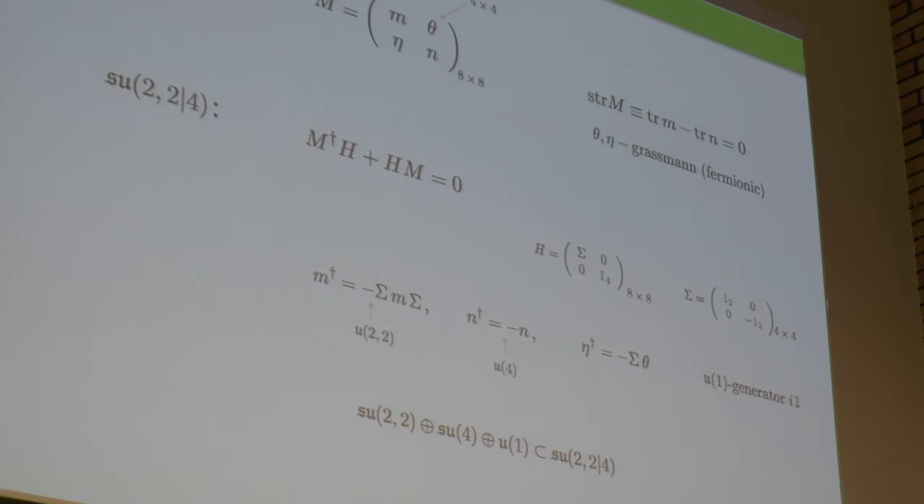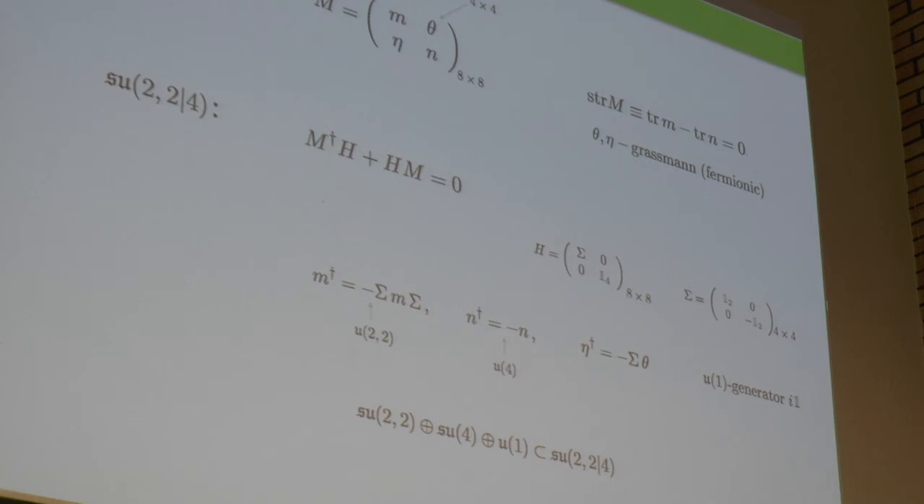Identity has vanishing supertrace. So I, the identity, is a generator which belongs to SU(2,2|4). So the full bosonic subalgebra is therefore SU(2,2) plus SU(4) plus U(1). And there was a question about the letter P. You asked me what is P in PSU(2,2|4).